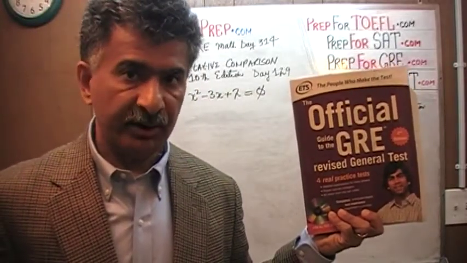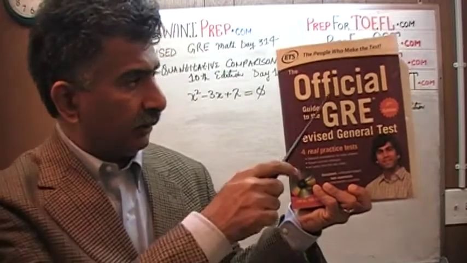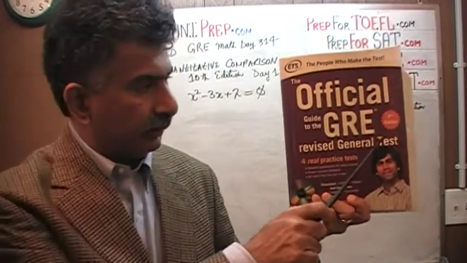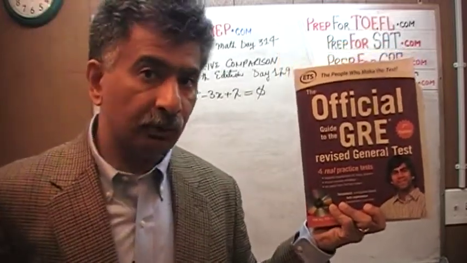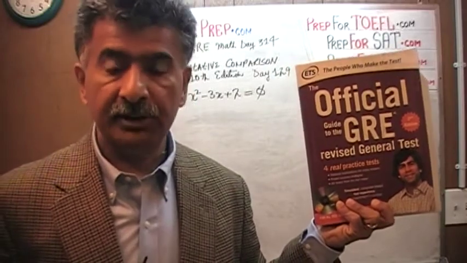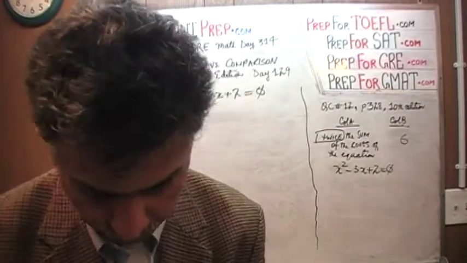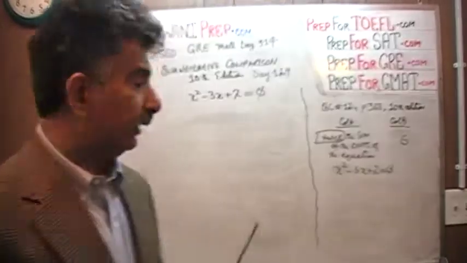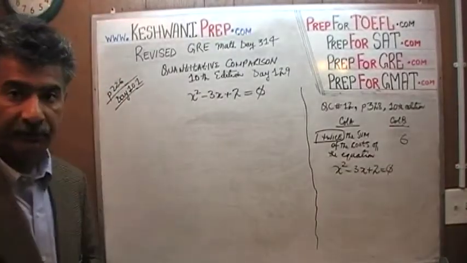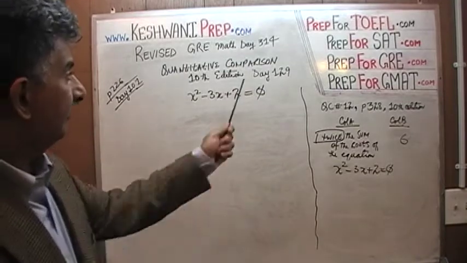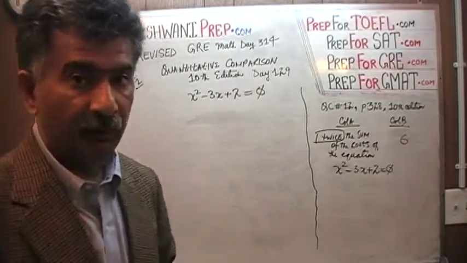We have been solving GRE math problems out of this book here, Official Guide to the Revised GRE, the second edition. If you do not own this book already, purchase one immediately. You're going to need it. The problem that we are about to solve is the one that you will find on page number 226. Please turn to it. Page number 226, and today is our lesson number 314.